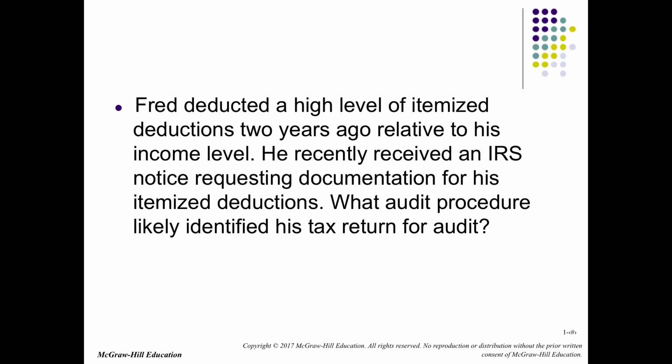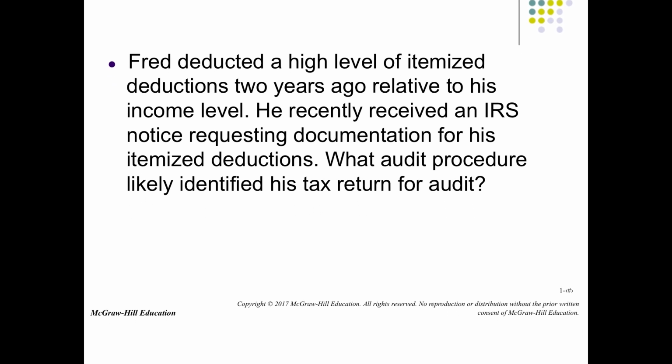All right, so now we get to our first question, okay? And we've got Fred, our taxpayer, and he's got a high level of itemized deductions for 2 years relative to his income level. So what that means is maybe he's got $25,000 of taxable income, and he has $15,000 of charitable contributions shown as a deduction, okay? He recently received an IRS notice requesting documentation for his itemized deductions. What audit procedure likely identified his tax return for audit?